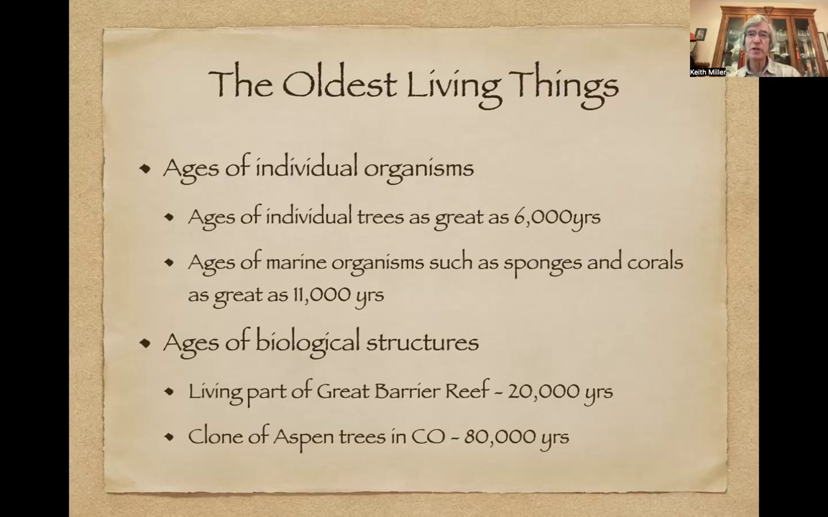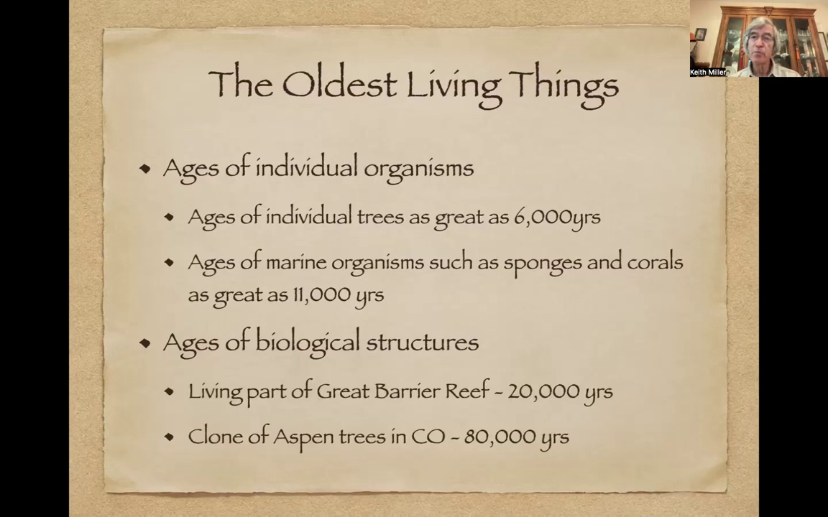So let's first look just at the oldest living things on Earth. Notice if you're thinking about the age of the Earth, obviously the Earth has to be older than the living things that are living in and on it. So what are some of the oldest living things that we know of today? Well, it turns out that many trees are quite old, in the thousands of years. And some individual trees are probably as old as 6,000 years.